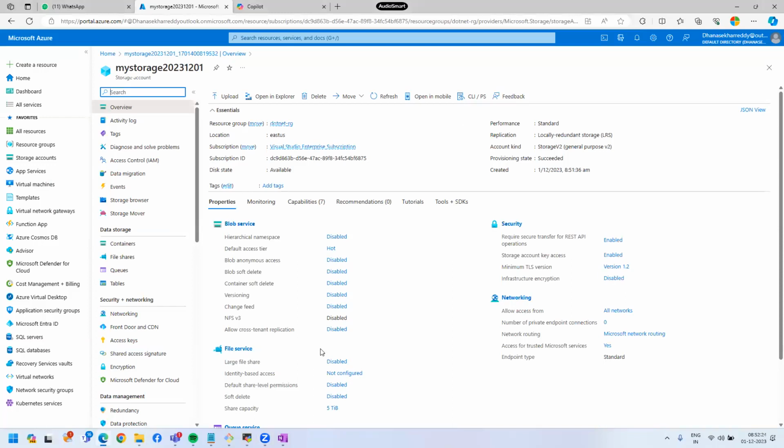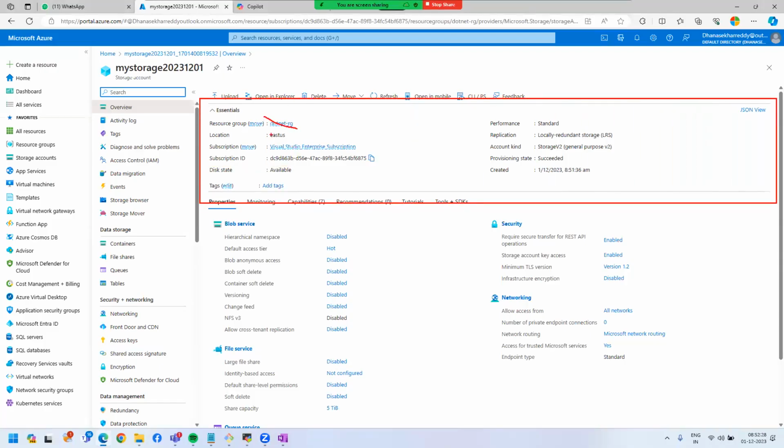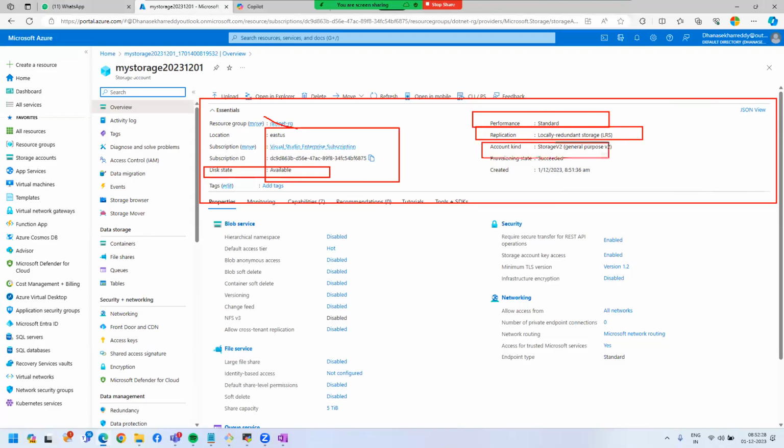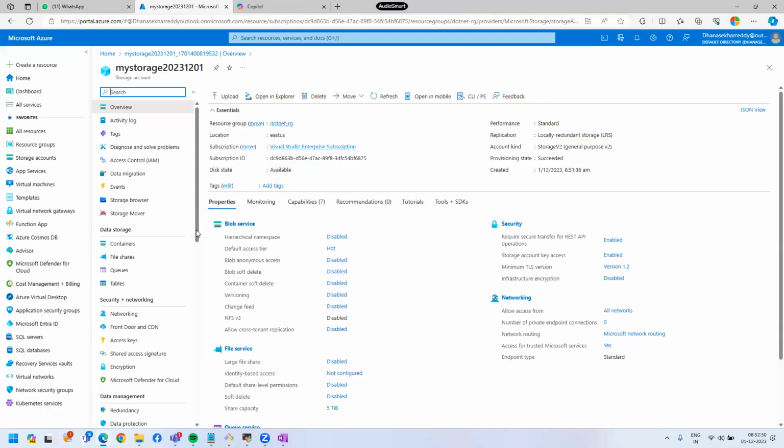This is about the storage account. Here clearly it is giving the information: resource group, location, subscription ID, disk state is available, performance standard, replication LRS, account kind, and the provisioning state succeeded. When did I create this one? December 1st. As you said, there are 4 types of services: container, file share, queue, table storage. We will explain it one by one from the next session.